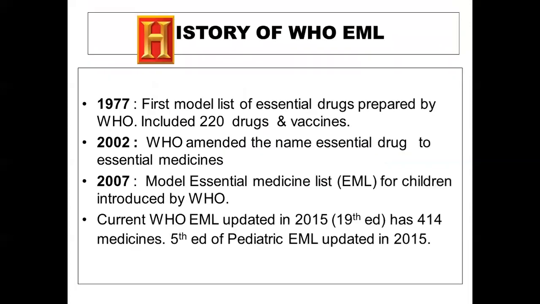Now we'll see the WHO EML first. The first model list was produced by the WHO in 1977, and it included 220 drugs and vaccines. In 2002, WHO renamed the essential drug list to the essential medicine list. Initially they had called it essential drugs. You can see here the model list of essential drugs. Later on, they named it essential medicines, using the term medicines instead of drugs. In 2007, the model essential list by the WHO was prepared for the pediatric age group. The current WHO EML was updated in 2015.